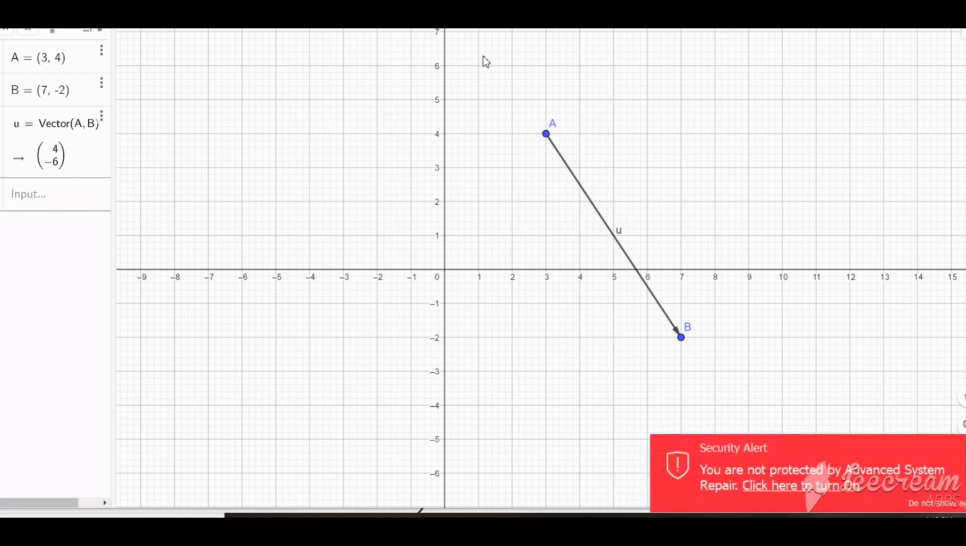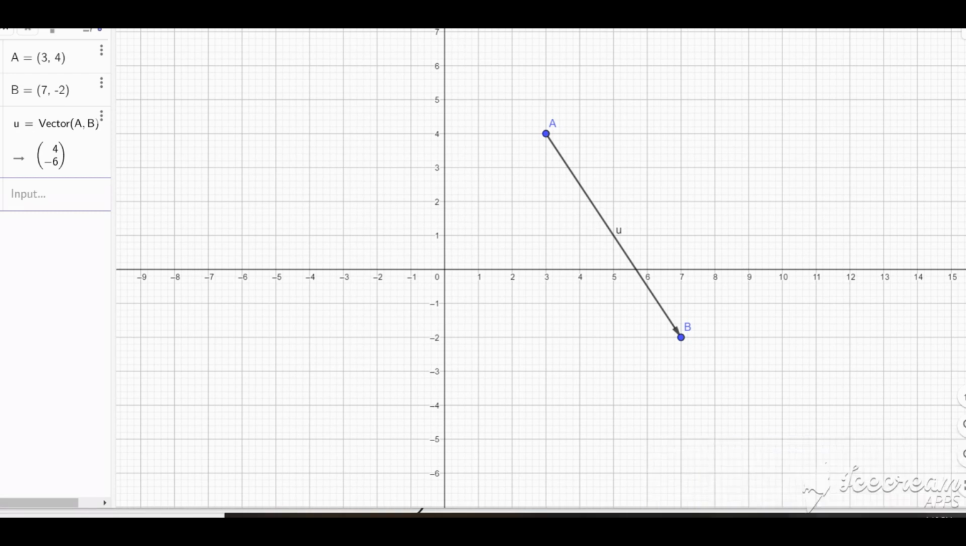Now, before I remove A and B, let us look at the vector again. So you see the difference between a free vector, which would be U, and a displacement vector, which is AB. AB, as a displacement vector, tells me that this vector starts at A and ends at B down here. U, being a free vector, tells me that this vector can be anywhere in space. So to show that this is truly a free vector, let us remove A and B. So there we go. That is my free vector.